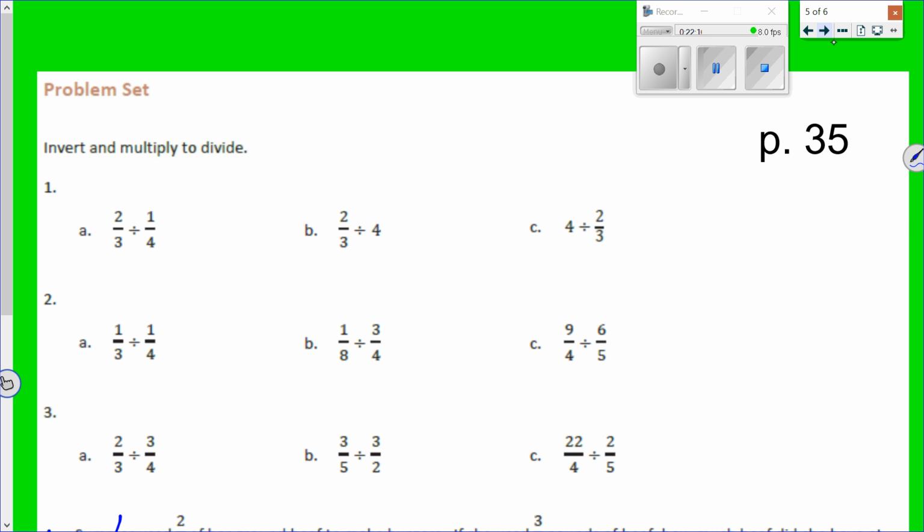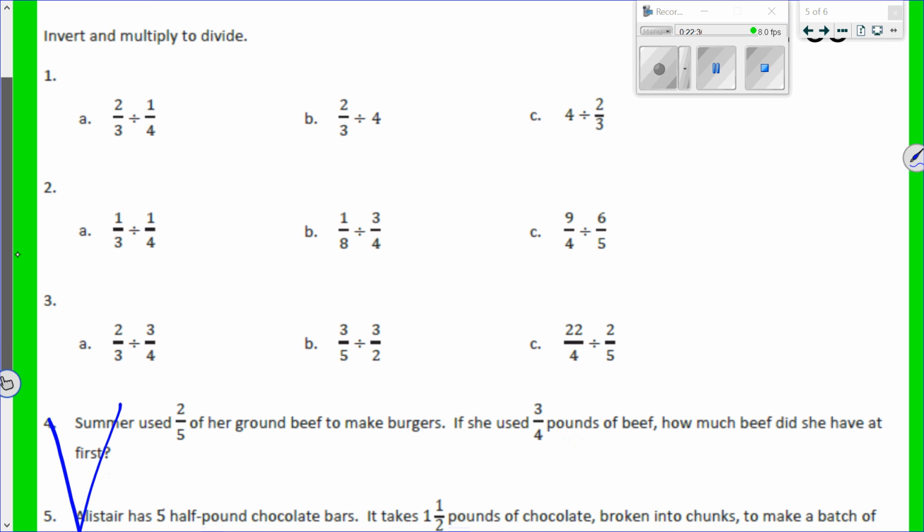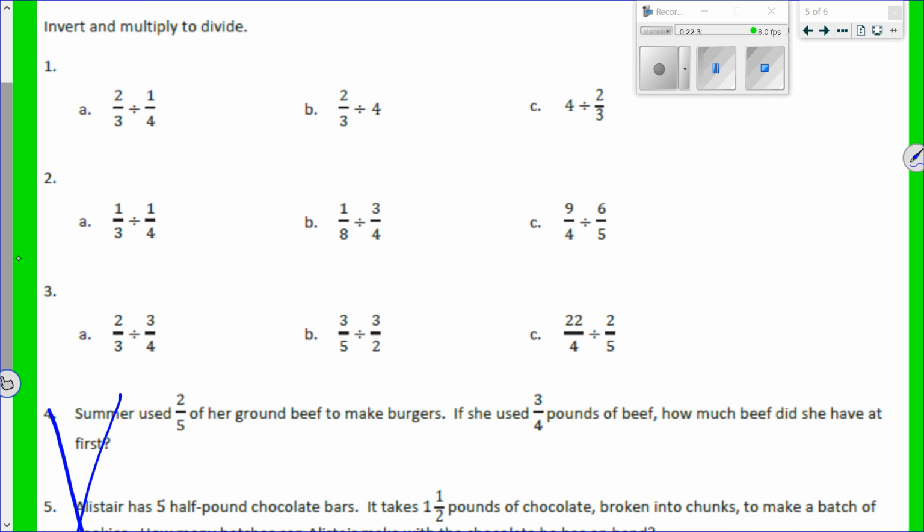Remember that you're in section 6.2. So on the top of your page, it should say 6.2. If you're in 6.1 or 6.3, that is not the correct homework. So 6.2 on the top, you're going to go down on the bottom, it says page 35. We only want you to do the first 3 problems. You do need to do all 3 on each, so that's actually 9.